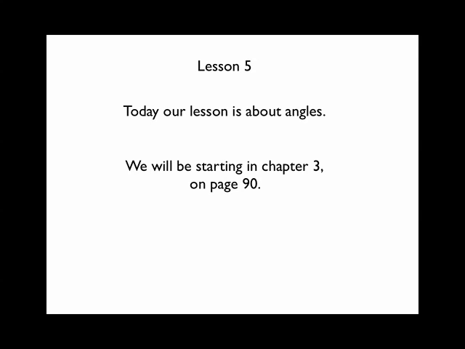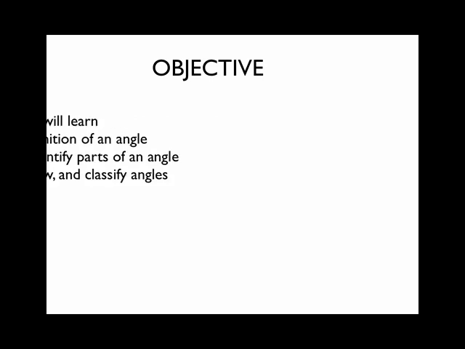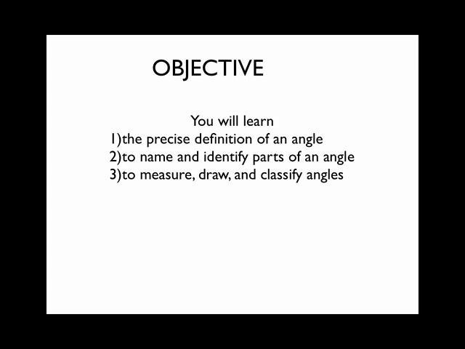with Lesson 5. Our lesson is about angles, and we'll be starting in Chapter 3 on page 90. The objective for today is to learn the precise definition of an angle, to be able to name and identify parts of an angle, and to be able to measure, draw, and classify angles.